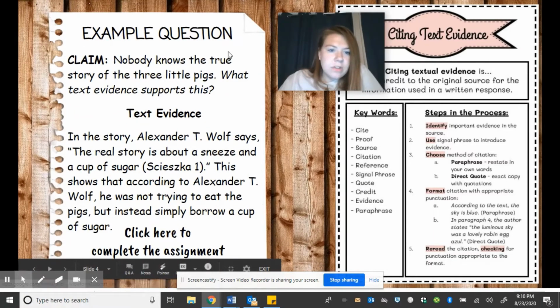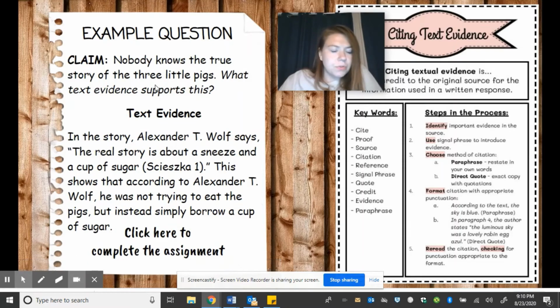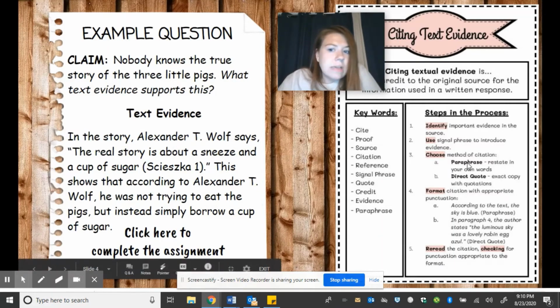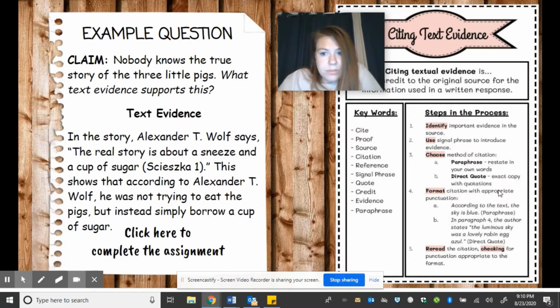Okay, we've got another example over here. I want you to pay attention to this because this is what your questions on your assignment are going to look like. You're going to have a claim, okay? So this one says, Nobody knows the true story of the three little pigs. What text evidence supports this? So then I'm going to go back to the text. I can either paraphrase, restate it in my own words, or use a direct quote. And I could say, in the story, Alexander T. Wolf, who's a character, says, and quote, "The real story is about a sneeze and a cup of sugar."